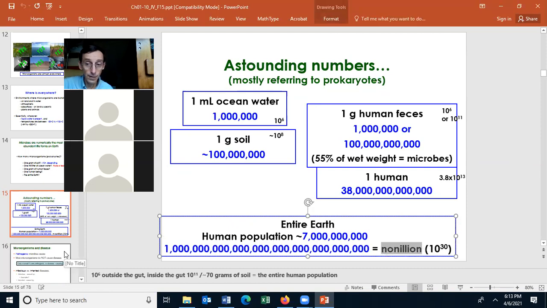All right, any question about that? The important part is there's astounding numbers of prokaryotic cells in, well, actually every location on the planet except for magma, just astounding numbers. I'll word it that way.